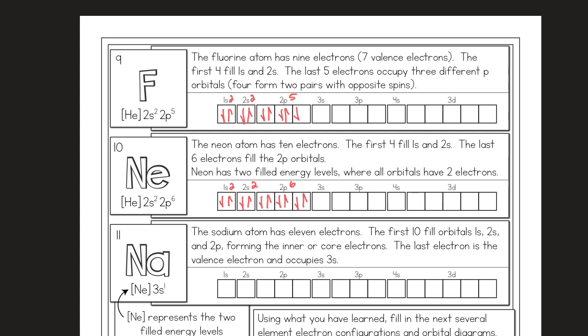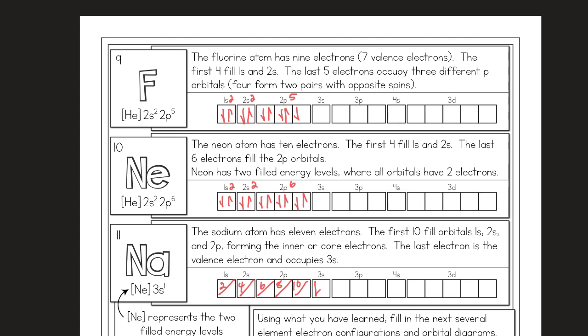Now, a shorthand way to do this is to use the noble gas configuration. We just did neon. Let's take a look at sodium. Sodium has one more electron than neon. So we know already this one's going to be filled, this is going to be filled, this is going to be filled, this is going to be filled, and this is going to be filled. When I do that, I've got 2, 4, 6, 8, 10 total electrons that I've already done. I need one more electron, and it's going to go here in the 3s orbital.